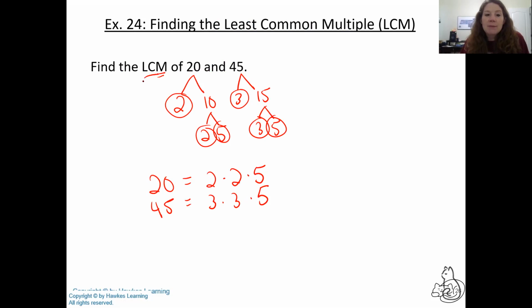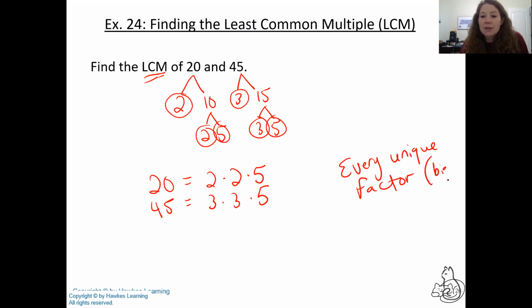Now, to find the least common multiple, your answer must include every unique factor, and you want the biggest group of factors. For example, 2 is a unique factor, and the biggest group is that there are 2 of them, right? So I have to use both of these 2s. So I use both of those.